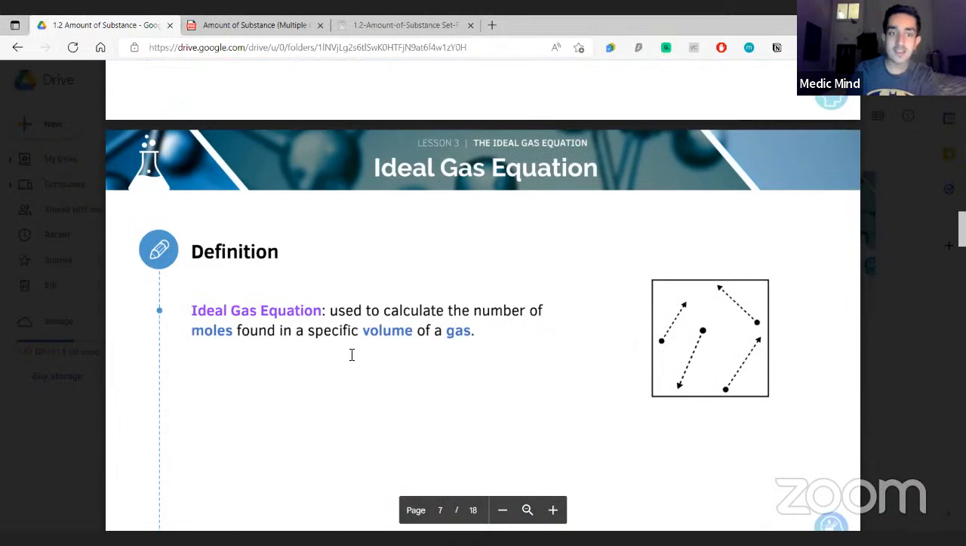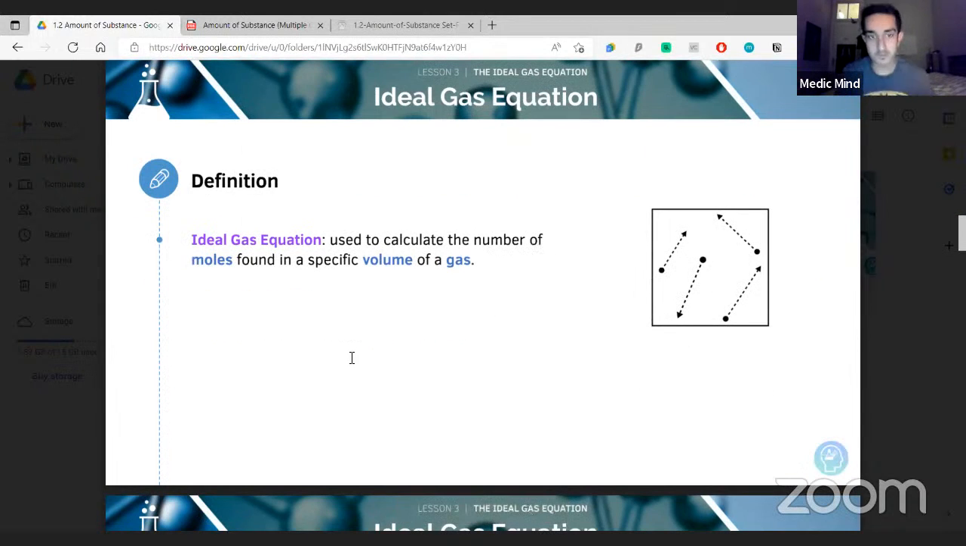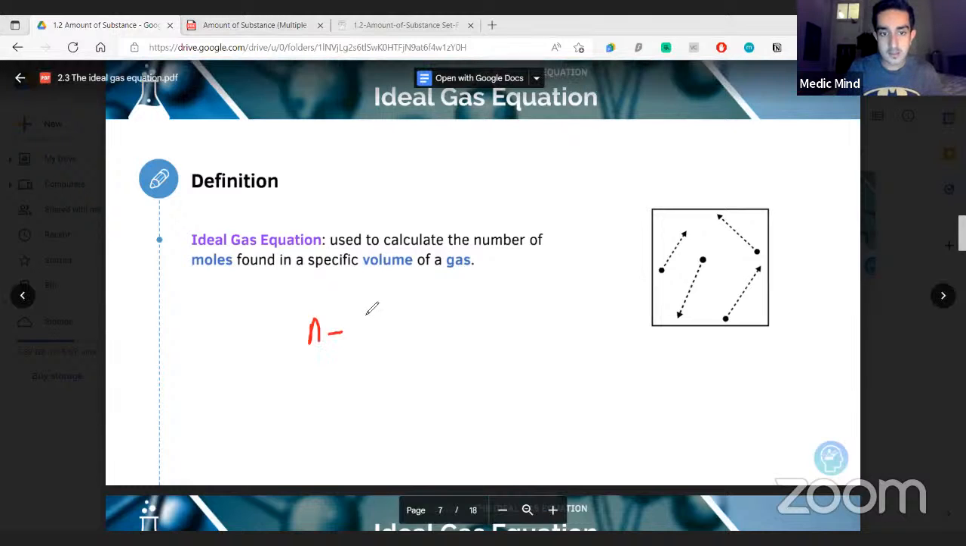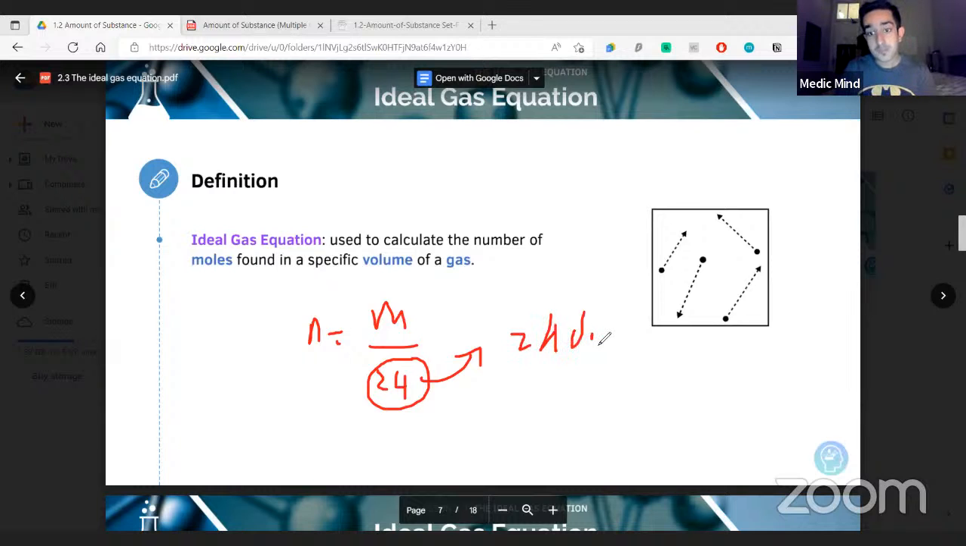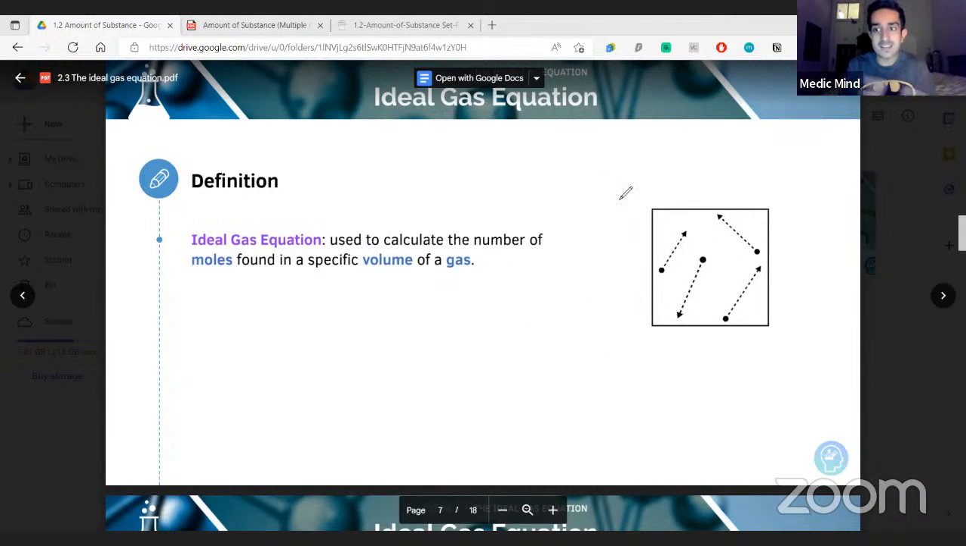So the ideal gas equation is used to calculate the number of moles in a specific volume of gas. Now, in GCSE and before, you'll have worked with the assumption that N equals volume over 24. The reason you would have done 24 is because 1 mole of a standard gas at room temperature and pressure will occupy a volume of 24 decimeter cubed.